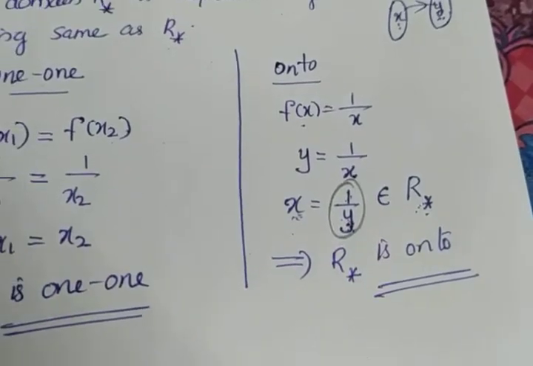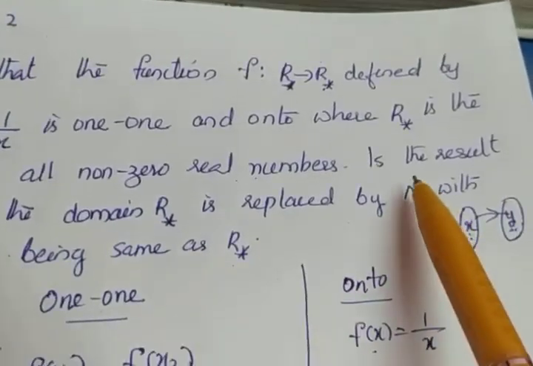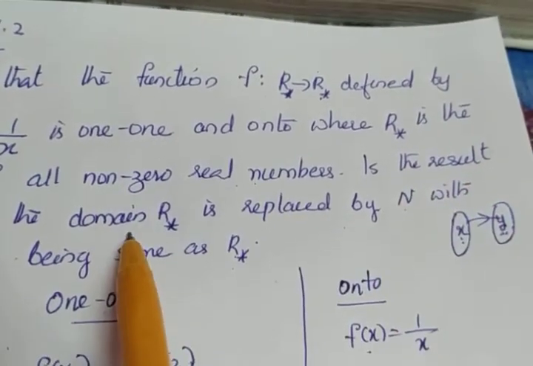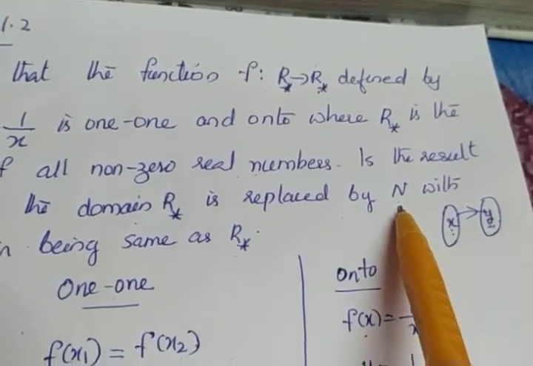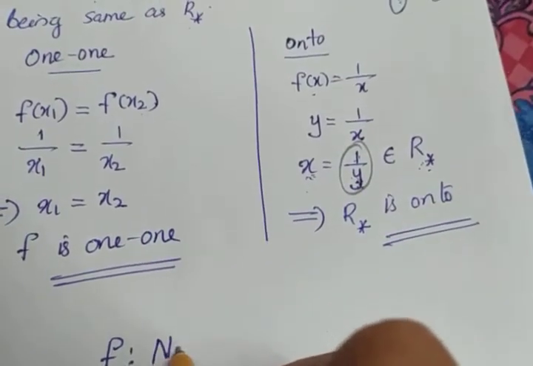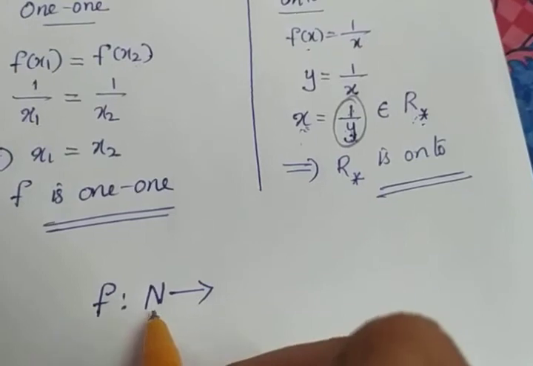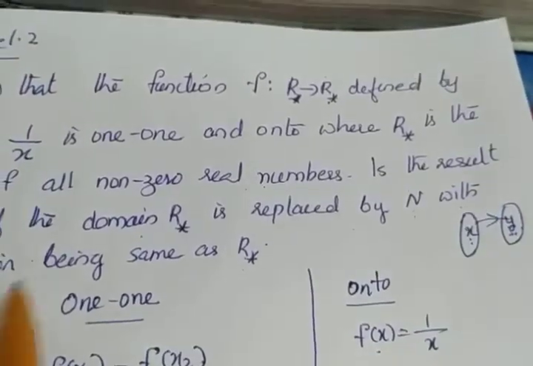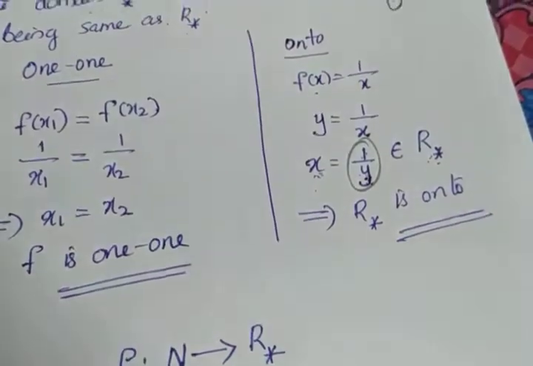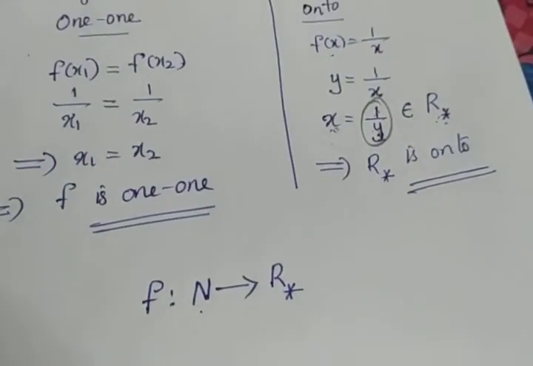Okay, this is the first question. To check the second question, we have to check whether this f is 1-1 and onto if the domain R star is replaced by N. That means, in the second case, the function is from N. The domain R star is replaced by N and the codomain remains R star. So the function is from N to R star, and we have to check whether it is 1-1 and onto.